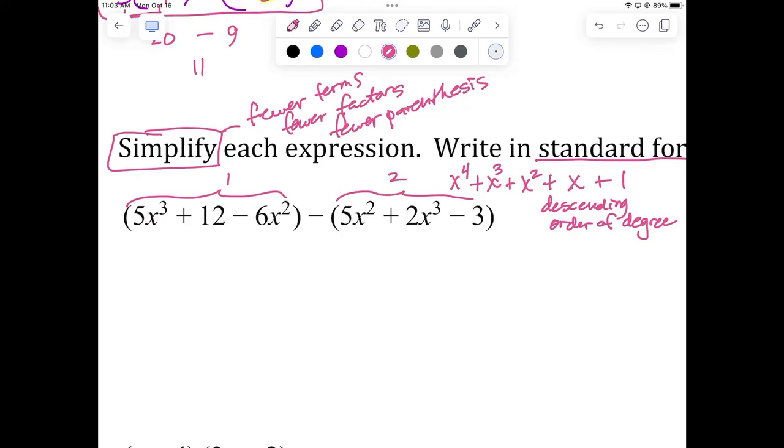Inside the first term, set off by the parentheses, I have 3 more terms, yes? Inside the second term, set off with parentheses, I have 3 terms. If simplifying means having fewer parentheses, let's go ahead and tear down the parentheses, all right?